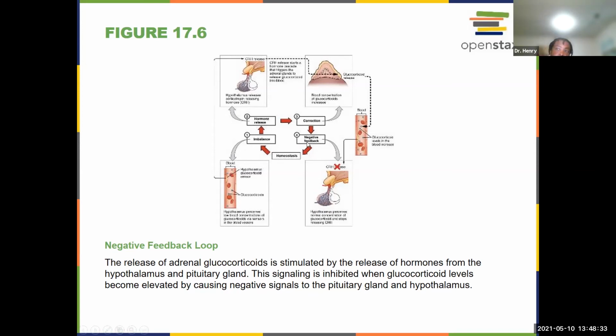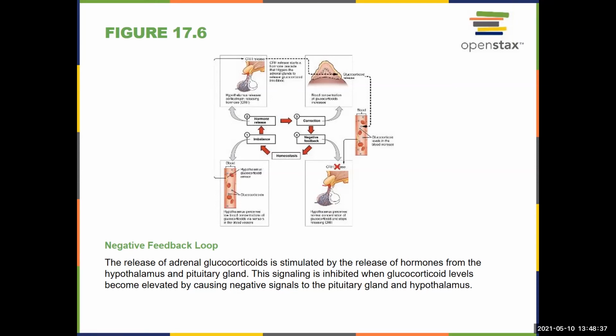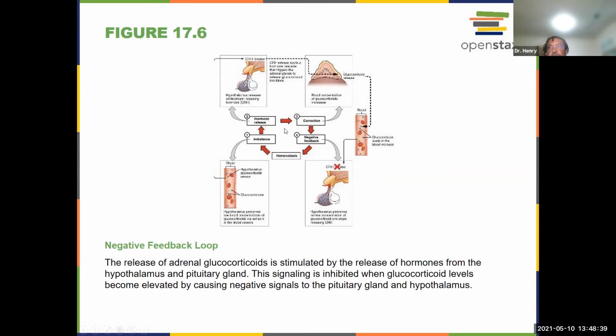And because of the way it is, it compensates for that imbalance, right? If we have an imbalance, we get the hormone being released, it gets corrected, and then we get to a point where we're making too much, and then it shuts itself off. And so then we start the cycle all over again. Right?